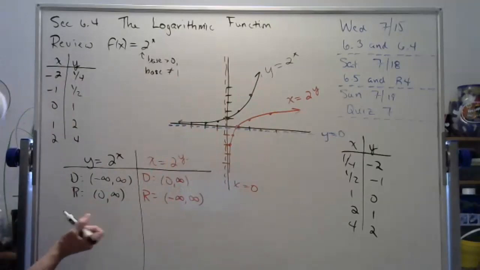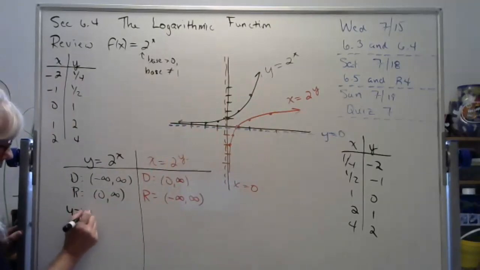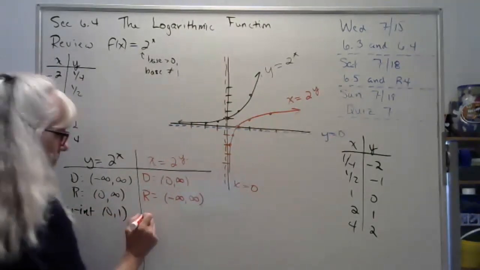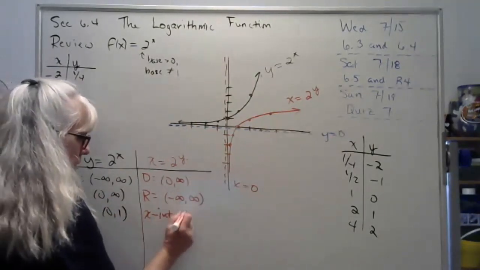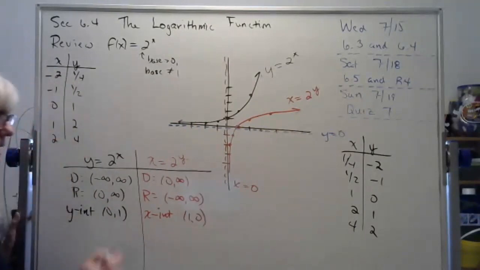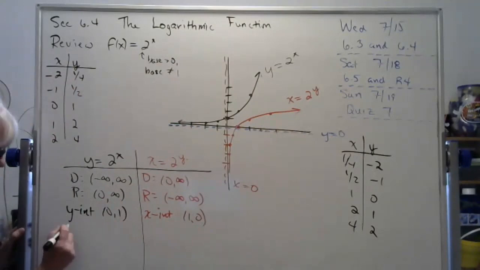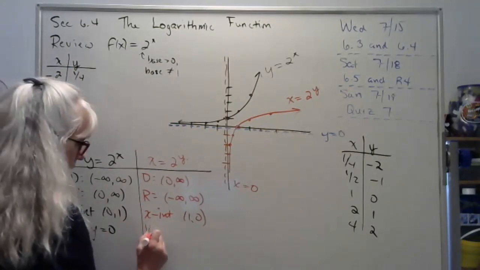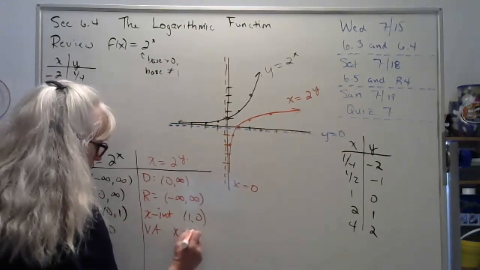On the original function, we had a y-intercept at (0, 1). And when we flip that, we'll get an x-intercept of (1, 0). So again, everything that's x's and y's is just getting switched. The other thing to note is this had a horizontal asymptote at y equals 0. The inverse has a vertical asymptote at x equals 0.